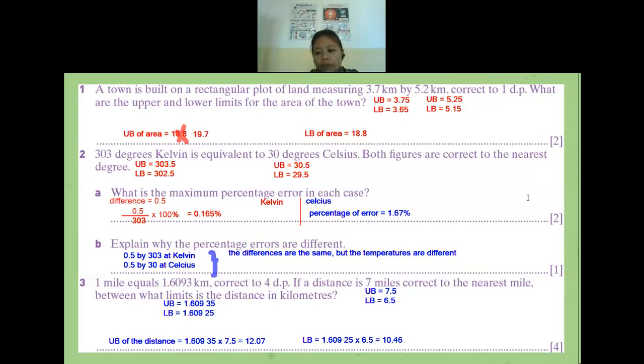Is there anyone who has difficulties in question 2 before I move to another chapter? Is there anyone who has difficulties before I move? Okay, please. Is there a minimum percentage? No, teacher. Okay then.